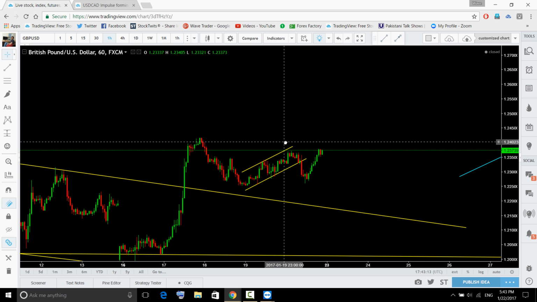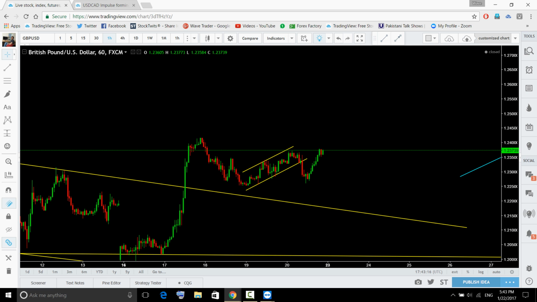Okay, so you guys, those who bought this pair at somewhere here, they need to understand that this is not a continuation to the upside. Yeah, this is continuation to the downside, so broken down. Okay, so this is the place you guys need to watch for the next week.